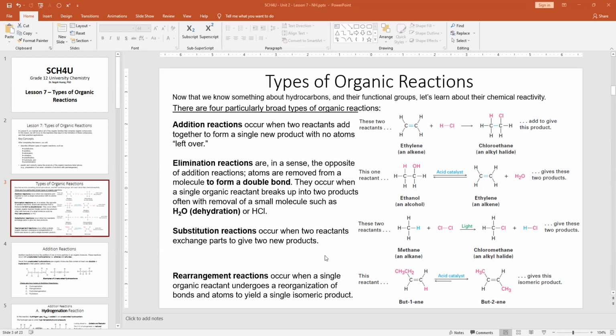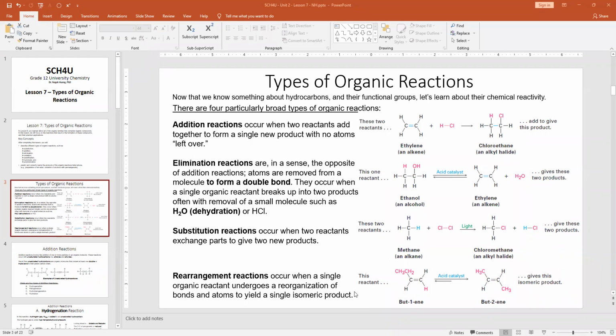Then the third broad category of reactions are substitution reactions, which take place when you have two reactants that exchange parts to give two new products. For example, you might have a methane molecule, CH4, plus chlorine, and they switch parts. So the hydrogen and one of the chlorines switch, and you get two new products. You get chloromethane and hydrogen chloride.